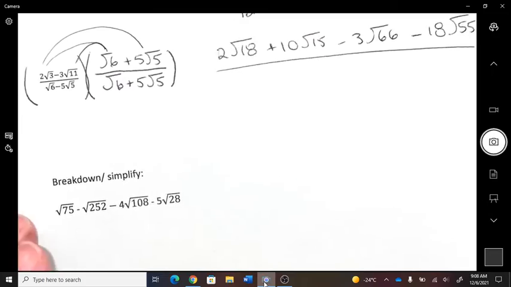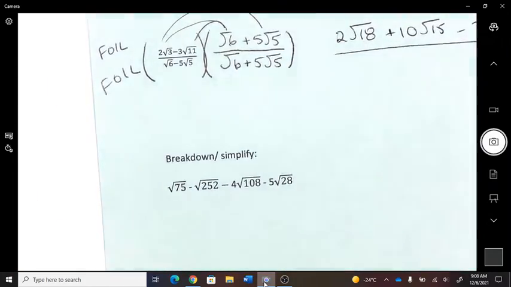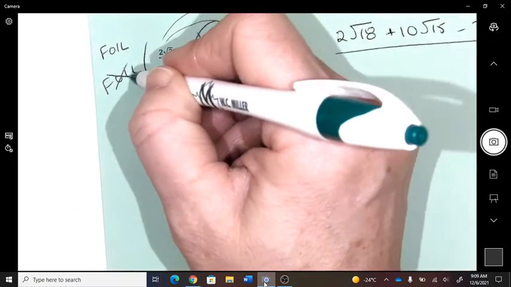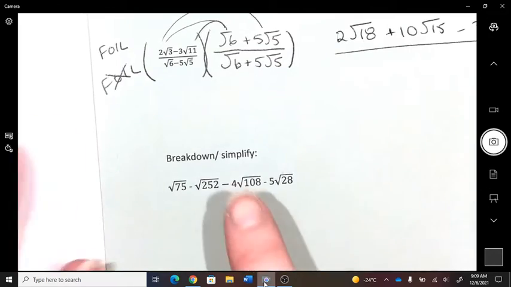Okay. Now, what's really special about the FOIL process of a conjugate? Remember how we can cheat? If you've set up your conjugates properly, those will cancel out. They'll make 0 when you do them. So we get to cheat, and we get to do just the first and last.